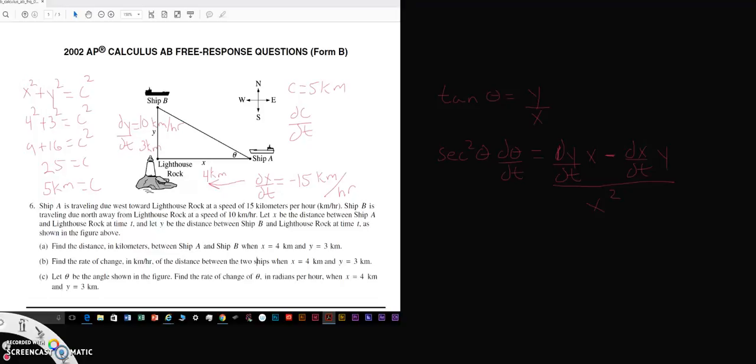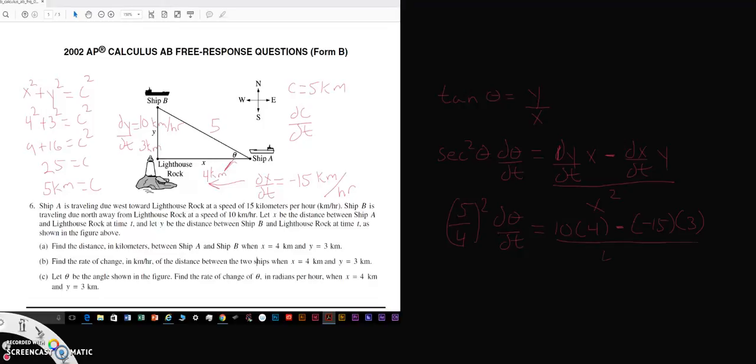So now we need to find secant squared. Secant is really 1 over cosine, and cosine is adjacent over hypotenuse. So secant is hypotenuse over adjacent. The hypotenuse is 5 because it's still a 3, 4, 5 triangle, so 5 over 4, because that's the adjacent right there. So now we have 5 over 4, quantity squared, d theta/dt equals dy/dt, which is 10, times x, which is 4, minus dx/dt, which is negative 15 in parentheses, times y, which is 3, all over the bottom squared, which is 4 squared.